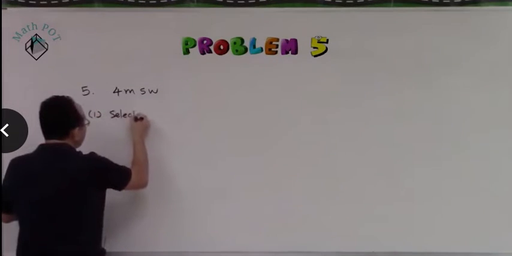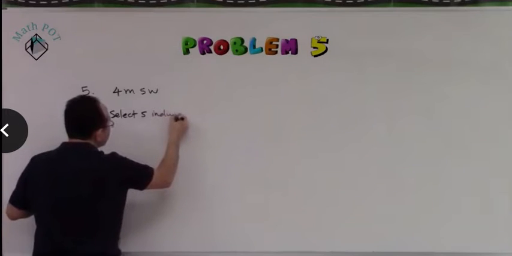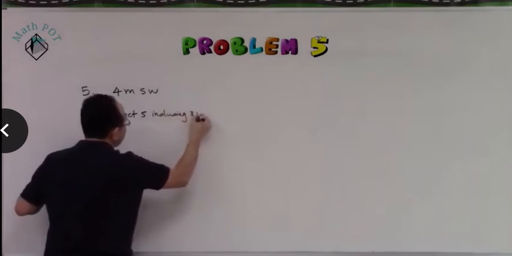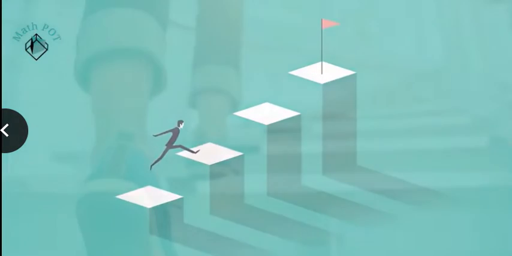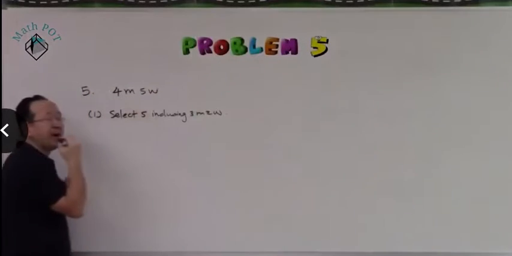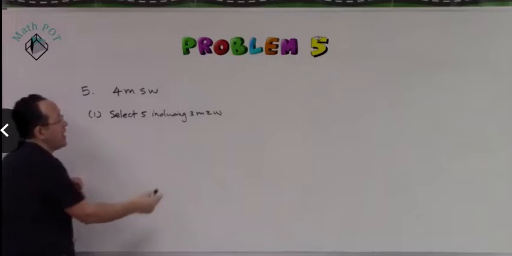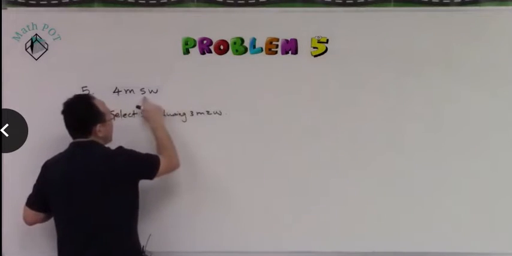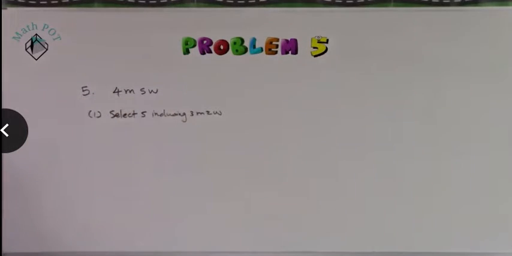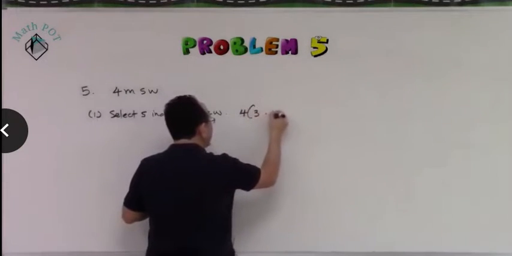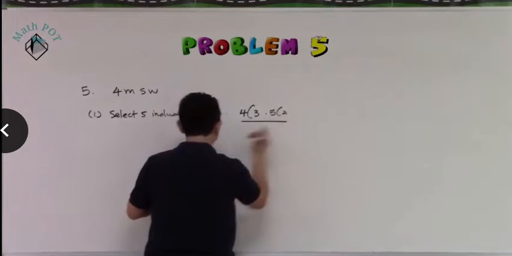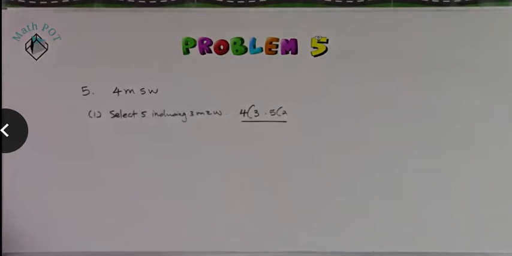So select 5, including 3 men and 2 women. Let's see, how many ways are possible? It's very clear, this is a multi-step process. First step is select 3 men from 4 men. This is nothing but our standard combination problem. Of course, next one is select 2 from 5. This is another standard combination problem. That's why the final answer is nothing but 4C3 multiplied with 5C2. So of course, evaluating that gives you the answer.